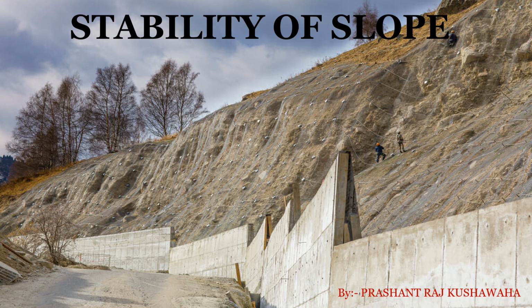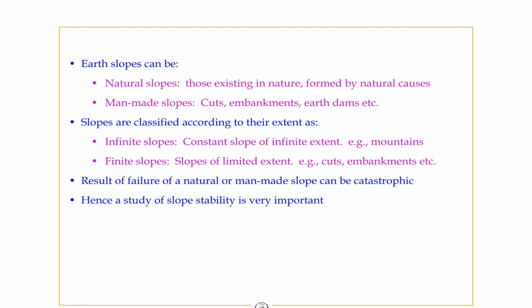Today we bring a new topic, stability of slope. Now let us talk about what the stability of slope is. Slopes can be of many types. They can be natural, they can be man-made, and they can also be classified according to the extent. Natural slopes are those existing in nature, formed by natural causes, and man-made slopes are the cuts, embankments, or dams, etc.